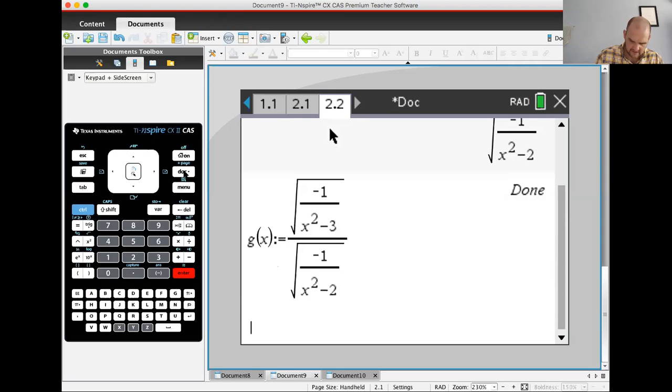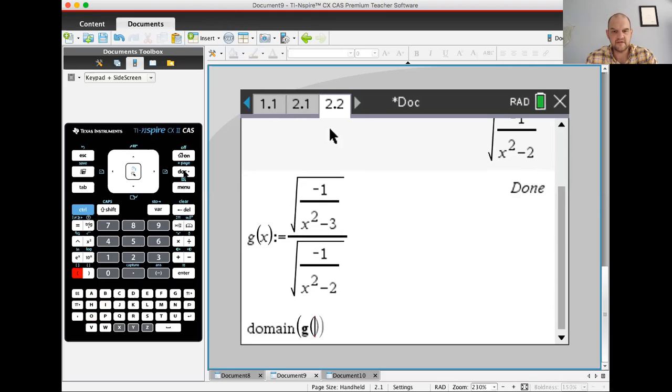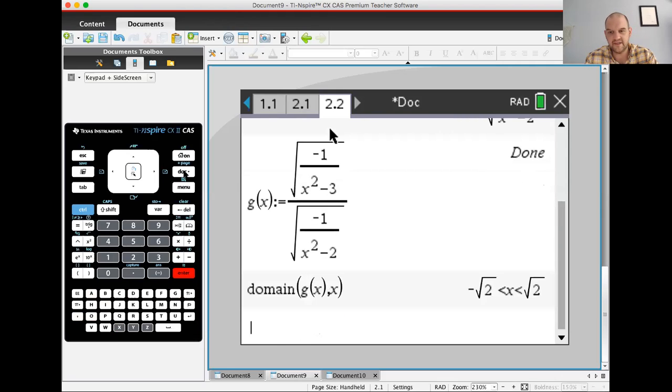So g of x is the square root of negative 1 over x squared minus 3, divided by the square root of minus 2, which is a really weird way to write that, right? So based on the simplification, what is the domain of the function above? So I'm just going to ask domain of g of x, comma x. So based on the simplification, the domain would be negative root 2 to root 2.